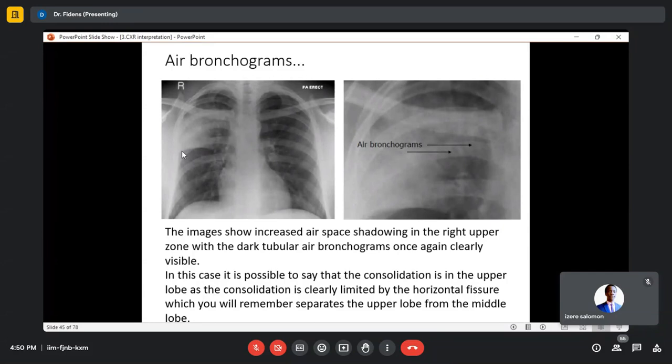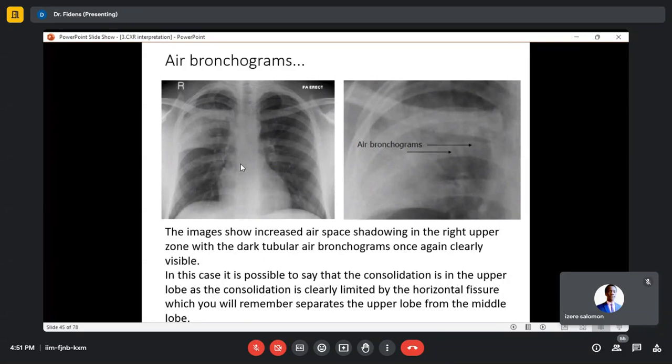Otherwise, consolidation or alveolar collection is not well limited, apart from when it is limited by the fissure, or in the case of what you call round pneumonia, that is seen mostly in children. Round pneumonia is a round opacity, homogeneous, with no air bronchograms, very well marginated. That's round pneumonia, seen in children. But otherwise, the alveolar opacities are patchy, irregular, and not well marginated.